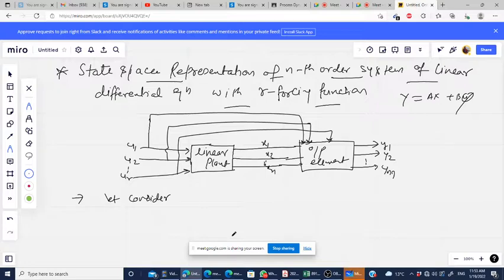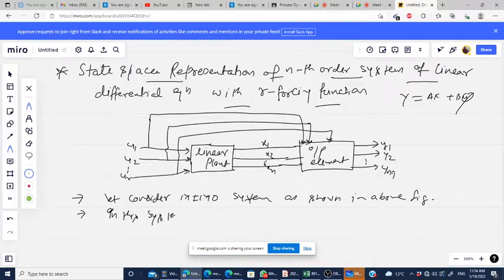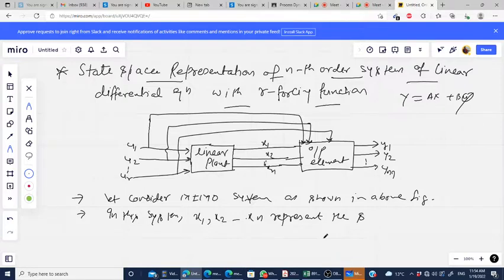So here in this case, consider the MIMO system, because we have many inputs, many outputs, as you can see in this picture. So let's consider the MIMO system as shown in the above figure. In this system, you can see x1, x2 up to the xn. What is this? These are the state variables. And u1, u2 up to the ur denote the input variables. And what about the y1, y2?